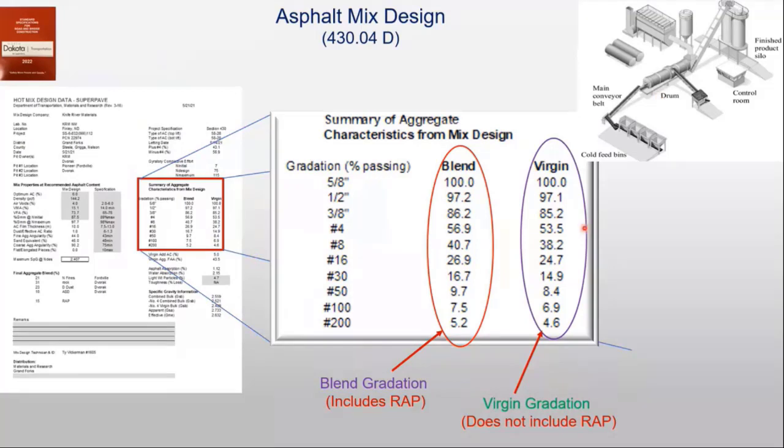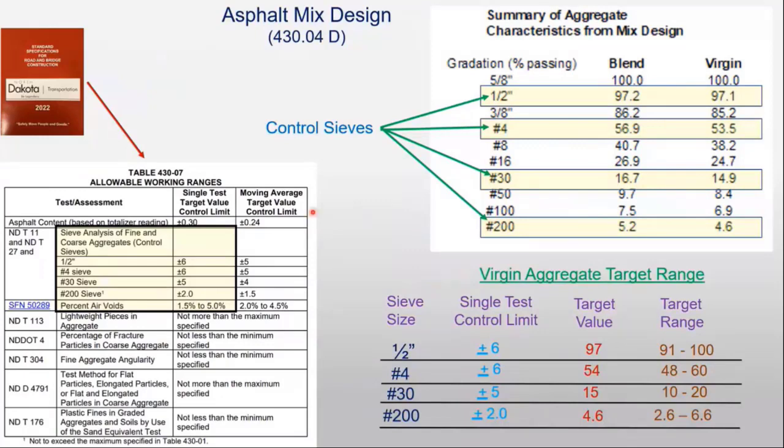On this sheet, I will just talk about this virgin gradation. This is a target value. This is the result of probably months of quality control testing that the contractor has done during the production of the aggregates. So they're pretty confident that this average is about where they're going to be running on their tests when they do gradations out there. We're going to be doing gradations here too. So what we want to do with that now is there's a table in 430 that talks about single test and moving test averages.